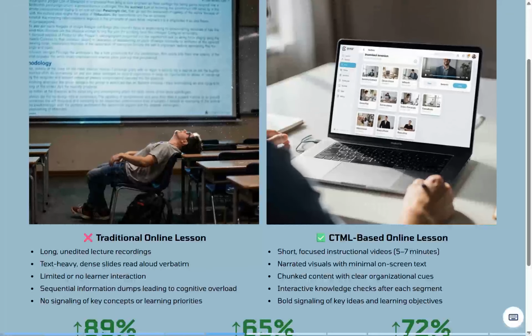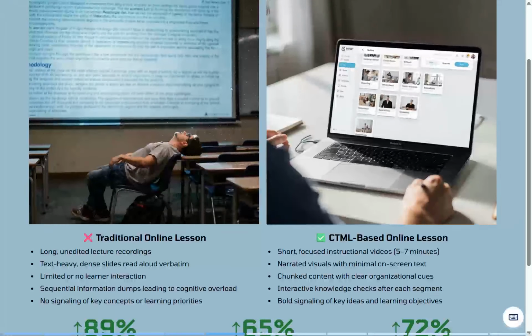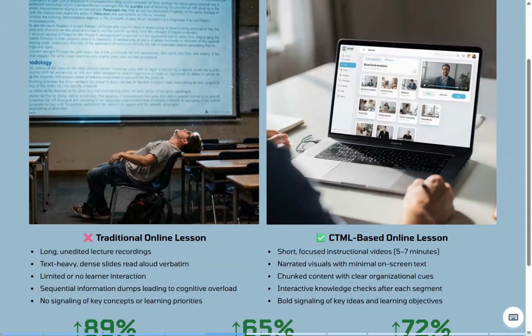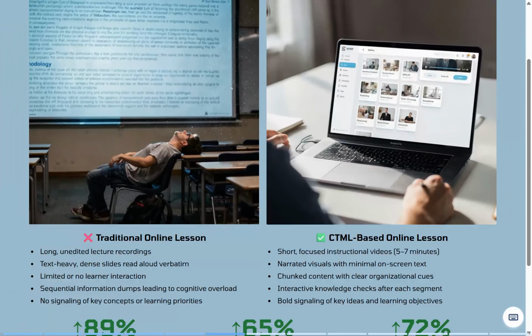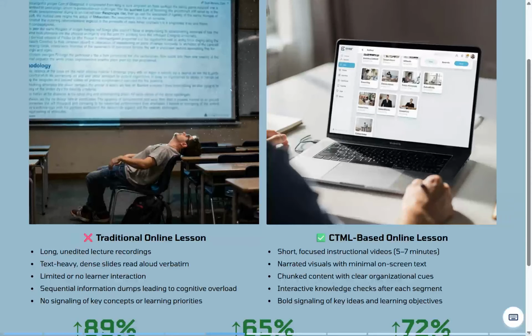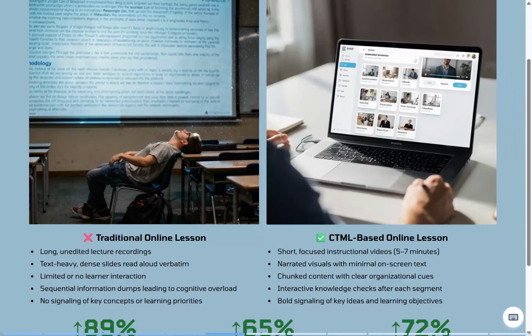Let's just look at CTML. How is it that it improves individual lessons? It also provides guidance for designing entire online learning environments, which is what we're going to be looking at next.